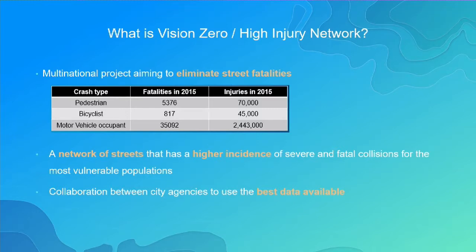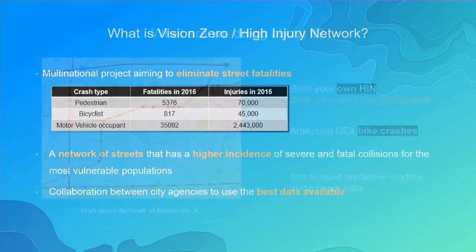And the best part about the high injury network or the Vision Zero project is that all the city agencies vow to work towards it, and city agencies like the Department of Transportation, Department of Health, the Police Department, they all come together and provide the best data available to solve this problem. So the data that's handed to us as citizens or data scientists, analysts, you can be assured is the best data put together by all the city agencies.